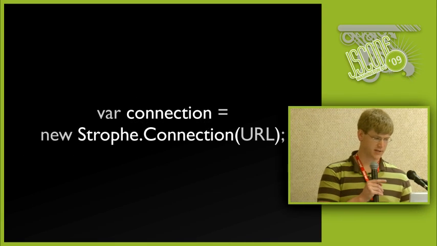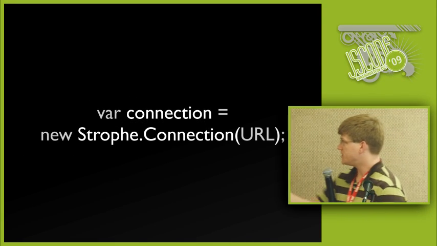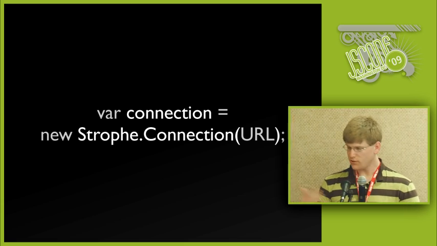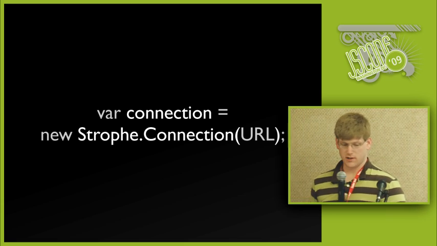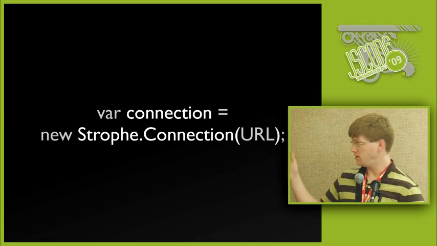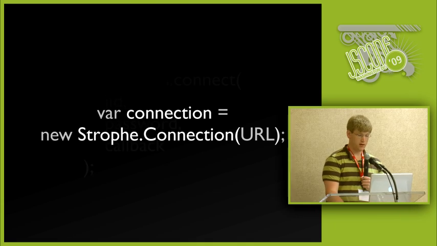And we have to do a connection. So we just do var connection equals new Strophe connection. And this URL is going to be the URL of the BOSH connection manager. And normally someone will tell you what this URL is, or you'll set up a BOSH connection manager and you'll give it the URL for that.